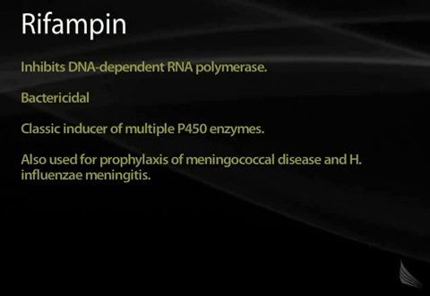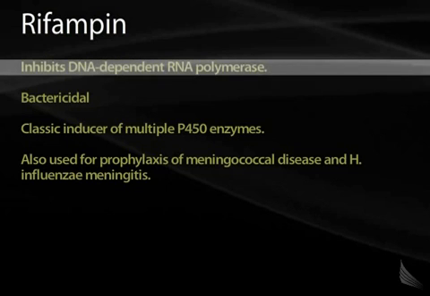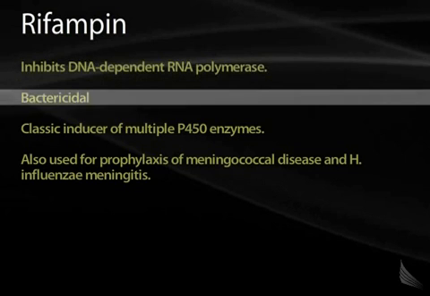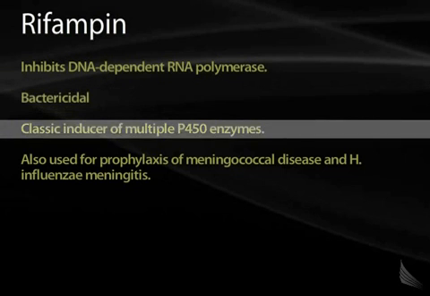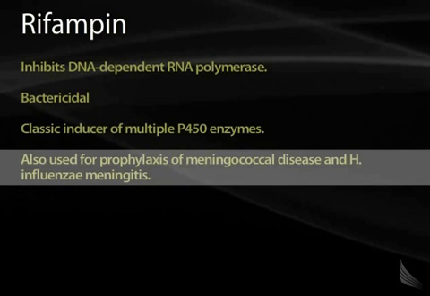Rifampin is another anti-tubercular medication that is actually being used more these days for indwelling catheter infections and simple bacterial infections as well. The way that it works is by inhibiting DNA-dependent RNA polymerase. It's considered to be bactericidal, and remember that it's a classic inducer of multiple cytochrome P450 enzymes. It's also used in other infections, like I said, for prophylaxis of meningococcal disease as well as H. flu meningitis.